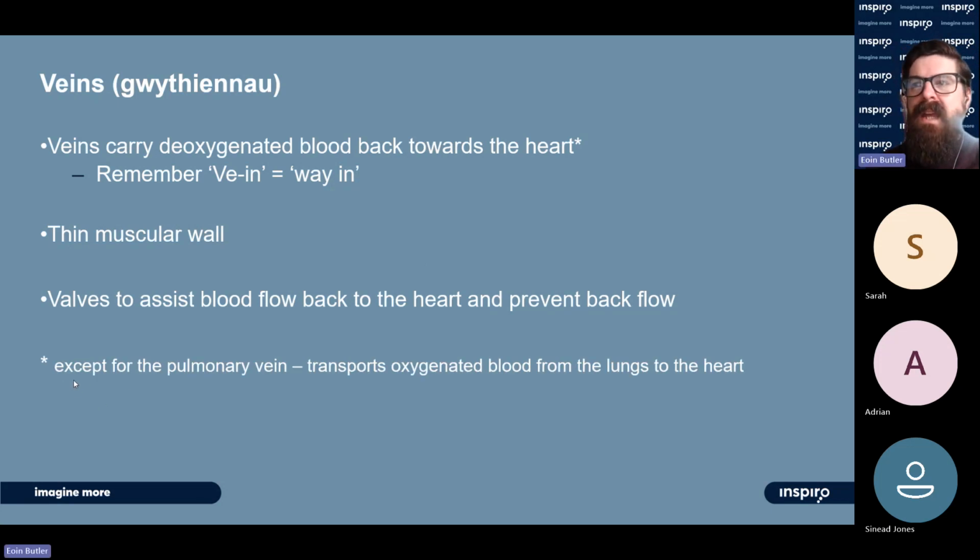Our one exception again here is our pulmonary vein. So the pulmonary vein is the only vein that transports oxygenated blood, and it takes it from the lungs back to the heart. But it's still classed as a vein because it's bringing it towards the heart.